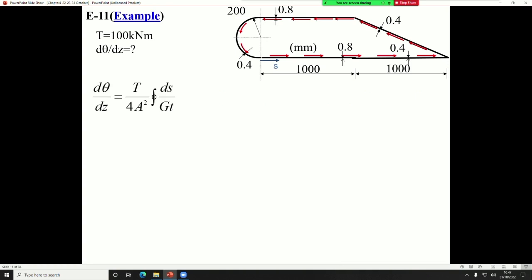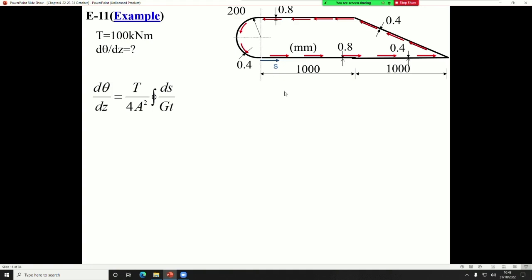So this is the equation for single cell tubes. Theta over L or d theta over dz is equal to T divided by 4A squared, loop integral of ds over Gt. Or I can say it's equal to q over 2A, loop integral of ds over Gt. If you remember, T is equal to 2Aq. So in this one, I've used it in terms of T. Some students prefer to use q when they find q. It's your choice. It doesn't make any difference.